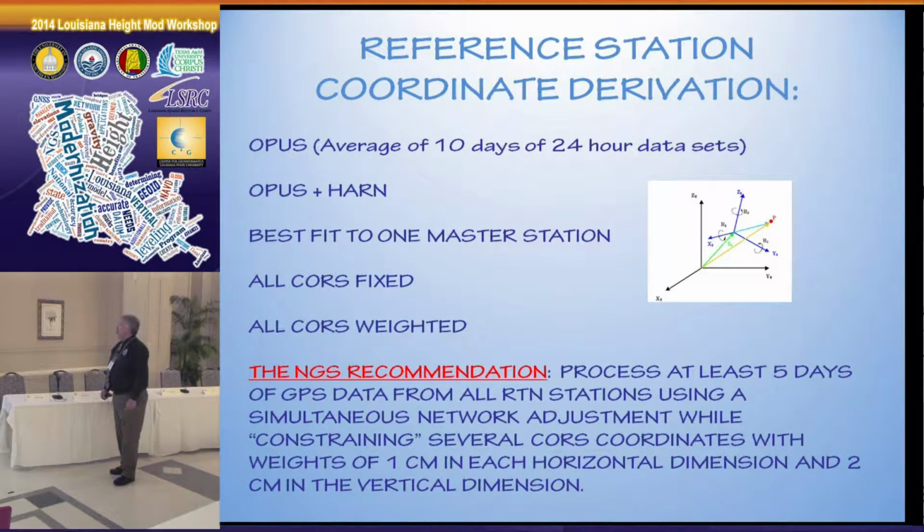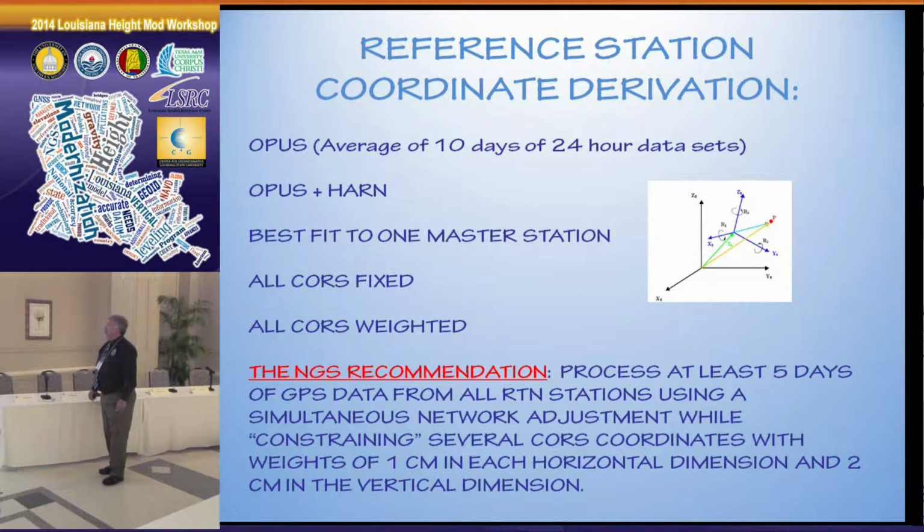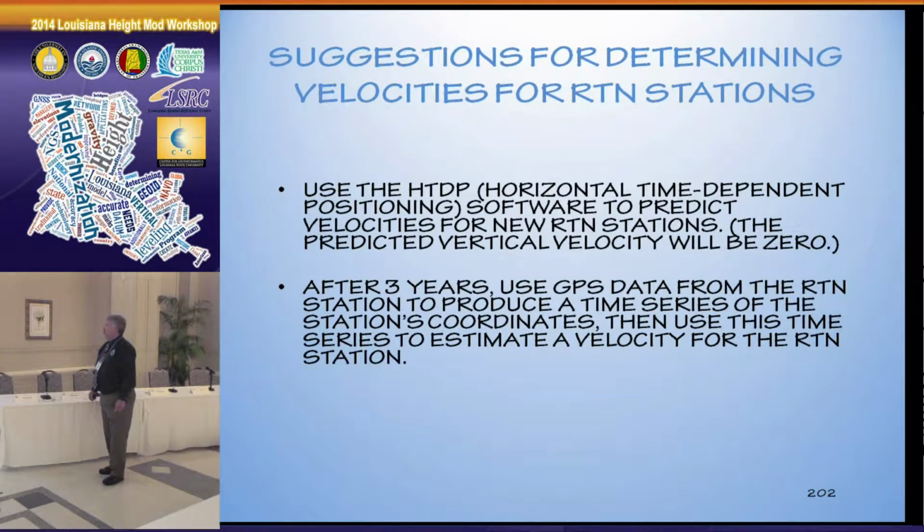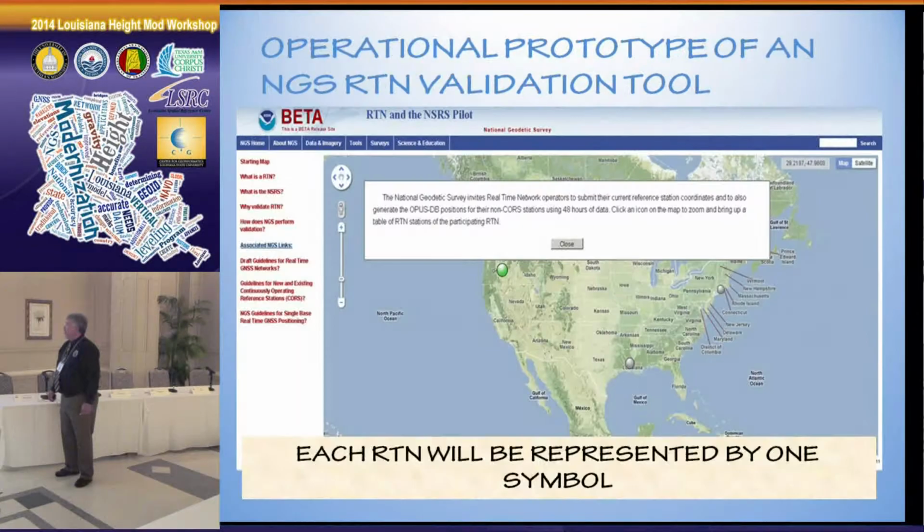Weight the cores, do an adjustment, and come up with an OPUS value to see the coordinates, do a least squares adjustment. There's no velocities vertically assigned to a station from the NGS, vertically. So you have to develop it after 3 years.